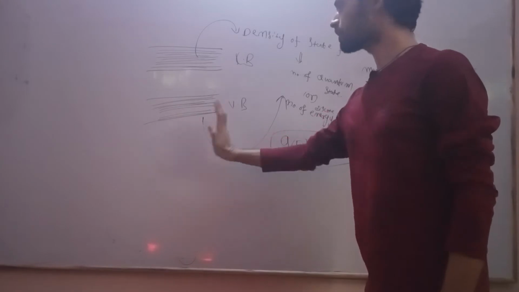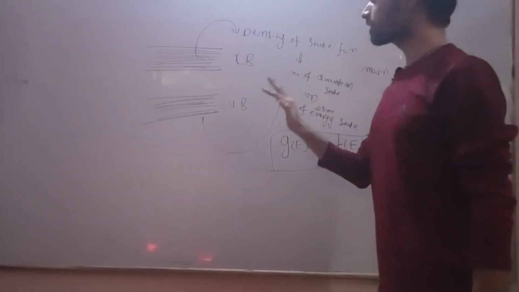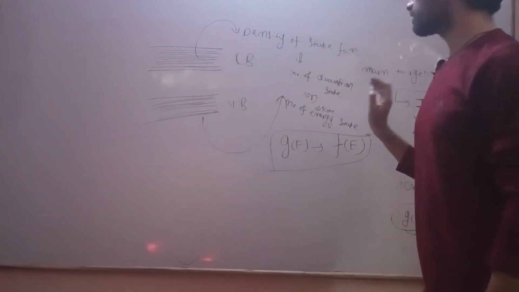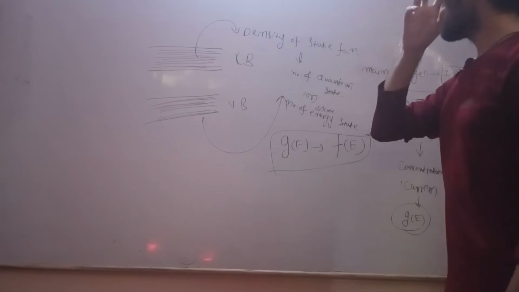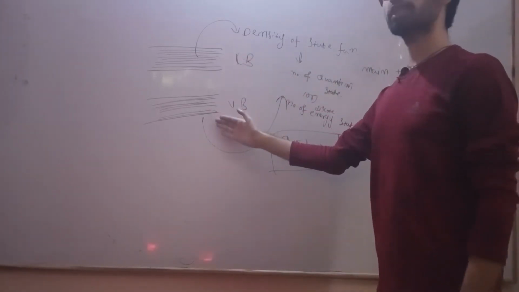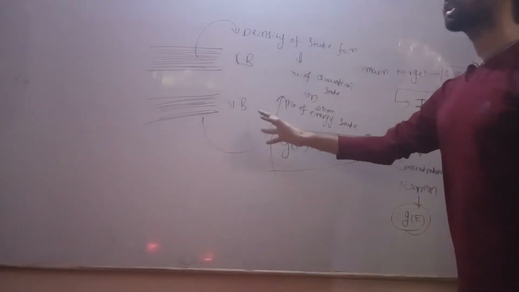Is it an intrinsic material? Is it an n-type semiconductor material? Is it a p-type semiconductor material? If it is an intrinsic semiconductor material, then both concentrations are the same. You can determine the density of states in either the conduction band or the valence band. You determine one, and the other will come automatically because it is an intrinsic semiconductor.